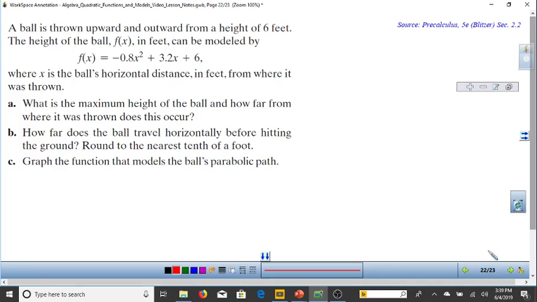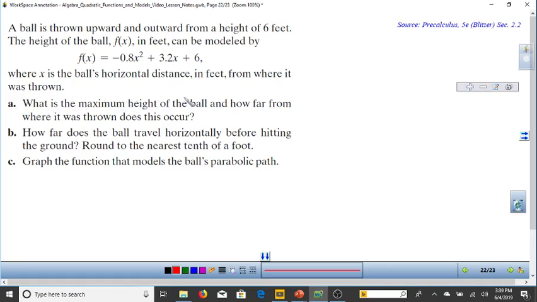Question says, a ball is thrown upward and outward from a height of 6 feet. The height of the ball, f of x, in feet, can be modeled by the equation f of x equals negative 0.8x squared plus 3.2x plus 6, where x is the ball's horizontal distance. So x is how much the ball moves to the right or left, and f of x is how high the ball goes. Both are measured in feet.